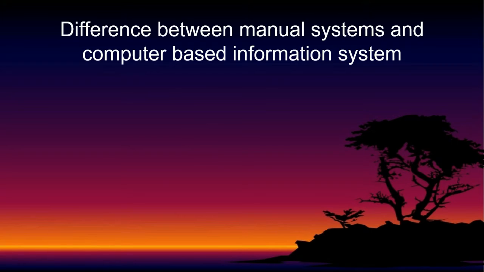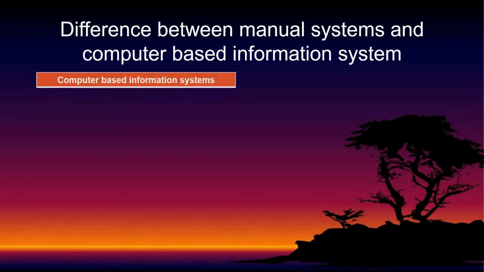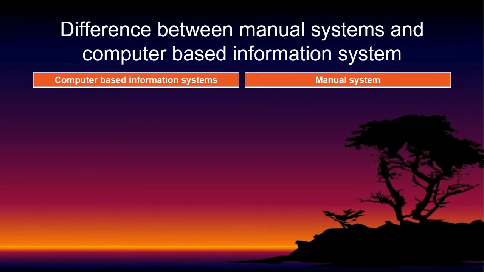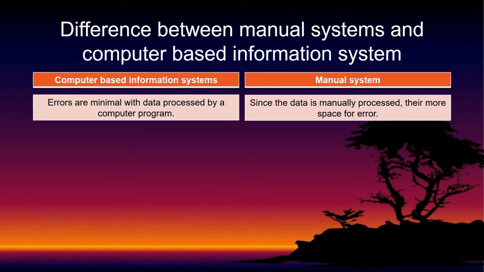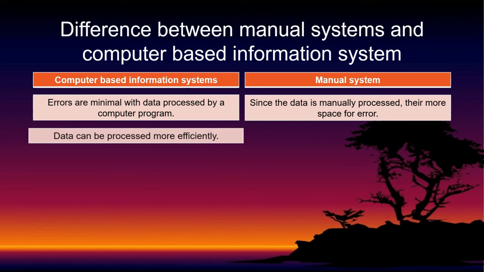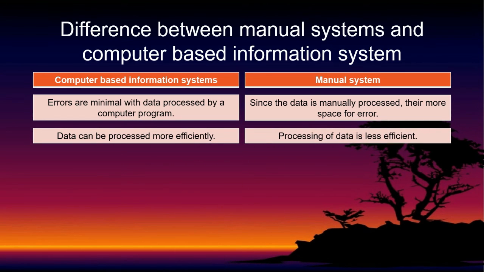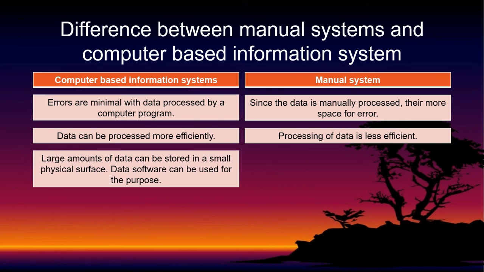Difference between manual systems and computer-based information systems. Computer-based information systems: errors are minimal with data processed by a computer program. Manual system: since the data is manually processed, there's more space for error. Computer-based: data can be processed more efficiently. Manual: processing of data is less efficient. Computer-based: large amounts of data can be stored in a small physical space, and data software can be used for the purpose.